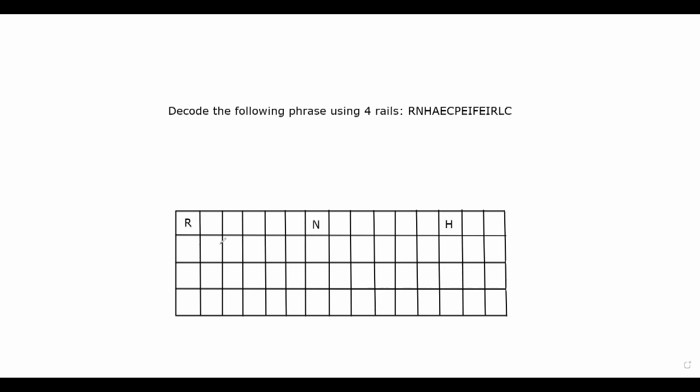So if I go from R to my next square, this is the next square, so I'm going to put my A in this square. And I'm going to keep on going like that until I fill up the entire table. So I'm going to put my A here, then following this zigzag pattern, I'm going to put my E here, and so on. Okay, so as you can see, I filled out my entire table, and I kept on going in this zigzag pattern where we have R, N, H. Then, following the zigzag pattern, I filled out A, E, C, P, E, I, F, E, I, R, L, C.